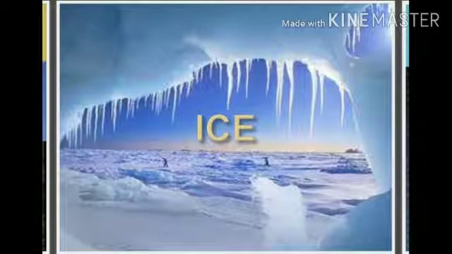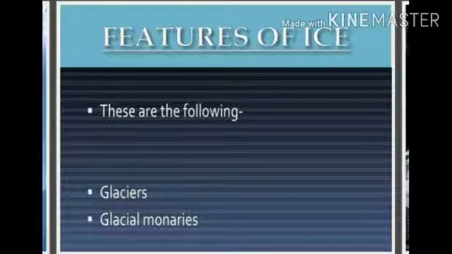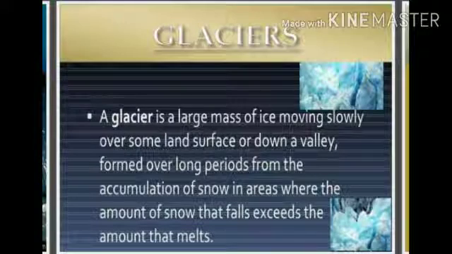Now let's move to the next topic, work of the ice. The features of the ice are glaciers and glacial moraines. The first feature of ice is a glacier. Glaciers are rivers of ice which erode the landscape.